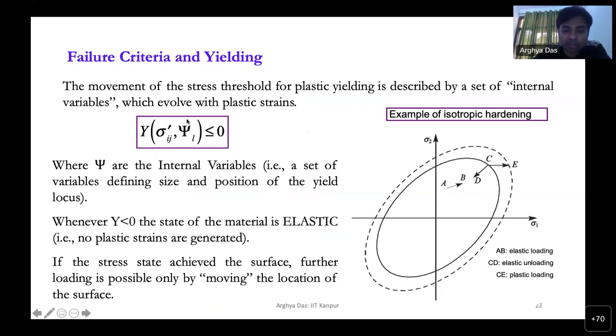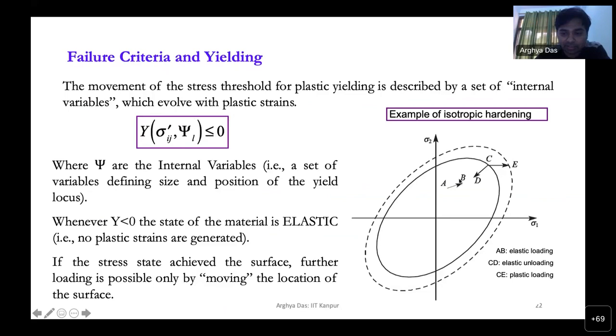But now, in order to incorporate the hardening behavior, we incorporate one variable, which is known as the internal variable and is denoted by psi. This psi is primarily a function of the plastic strain, as I mentioned. And this is the yield surface condition: it is less than or equal to zero. That means less than zero means you are elastic, and zero means you are on the yield surface.